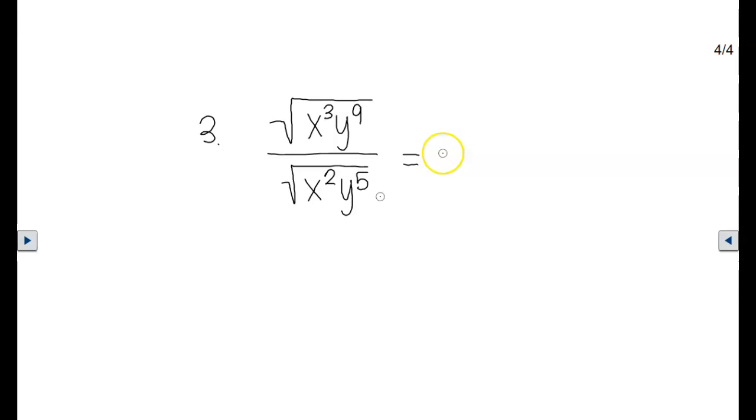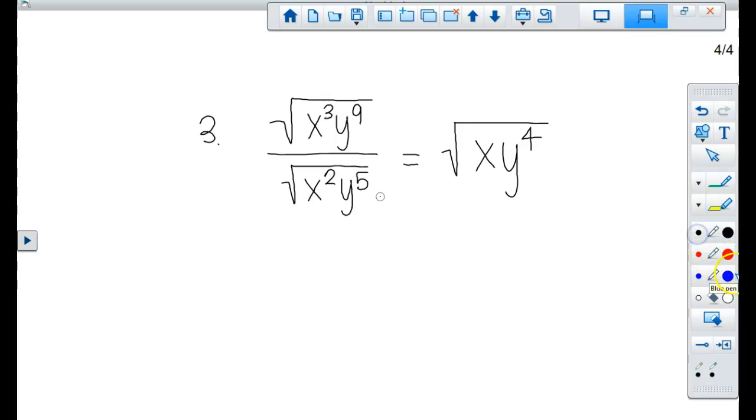We do need to do, however, inside divided by inside. And I want you to notice here, since we're working with variables, that we need to remember from a while ago that when you divide x to the 3rd by x to the 2nd, you subtract the exponents. So don't forget when you're dividing, subtract exponents. So x to the 3rd divided by x to the 2nd would be x to the 1st, and y to the 9th divided by y to the 5th would be y to the 4th. So we end up with the square root of x y to the 4th. Now, we have to simplify that answer.